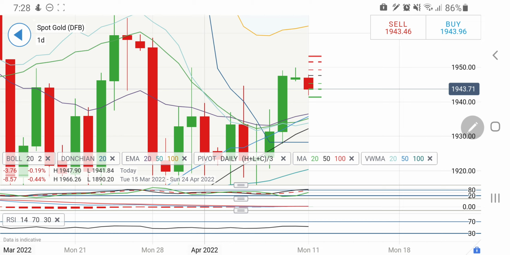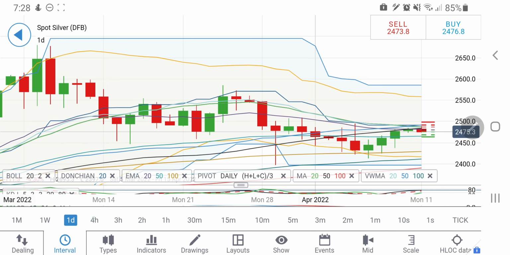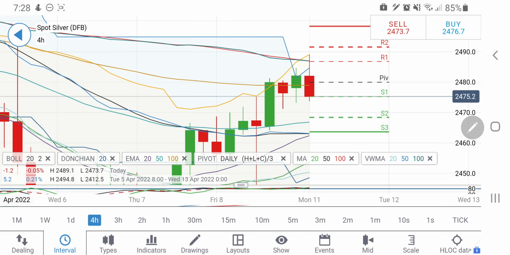That is my expectation. For the day, it appears it may trade in the red zone largely. Take your positions accordingly. Now let's have a look at silver. Silver is trading below its critical resistance at 2480, and the next support zone, as you all know, those who watch my channel, is 2460.